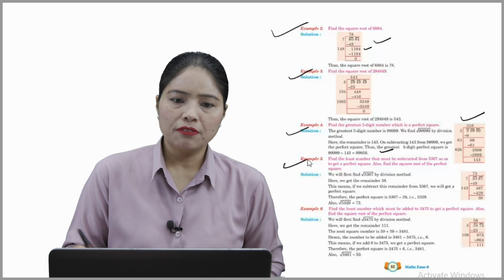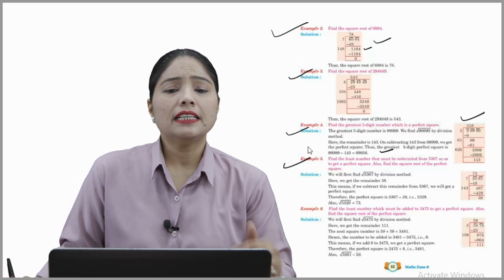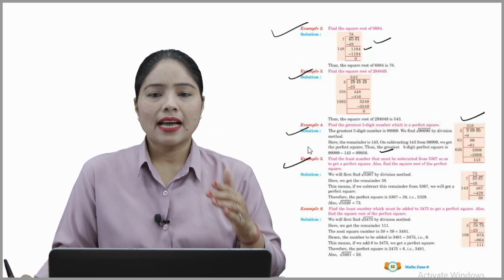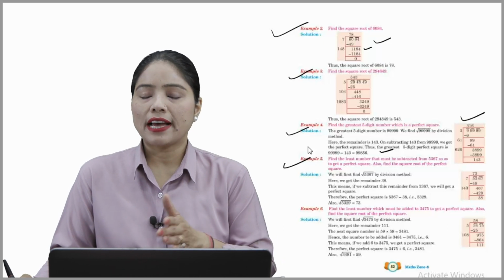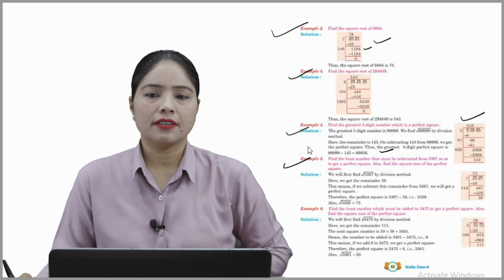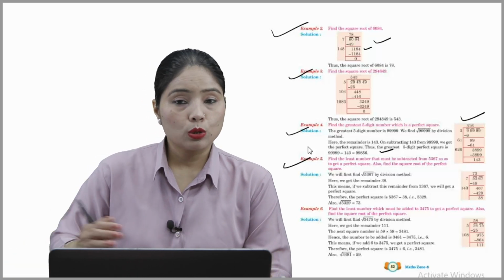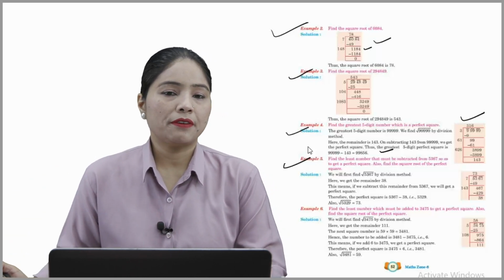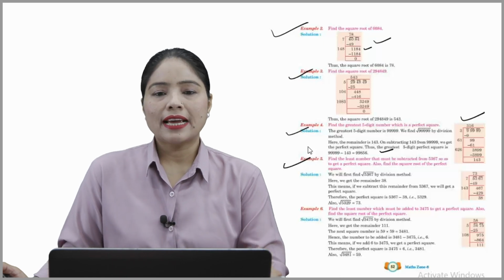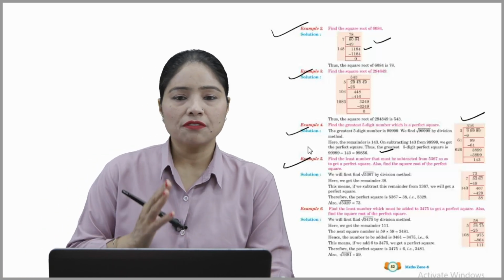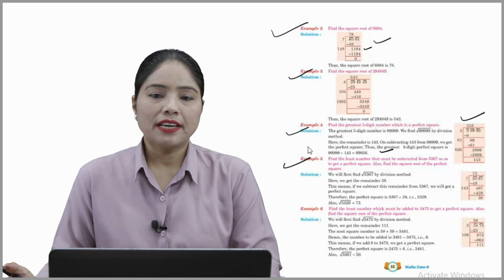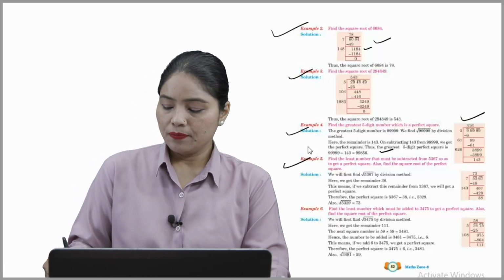Now just see example 5. Find the least number that must be subtracted from 5,367 so as to get a perfect square. Also find the square root of the perfect square obtained. For that, we will first find the square root of 5367 by division method.